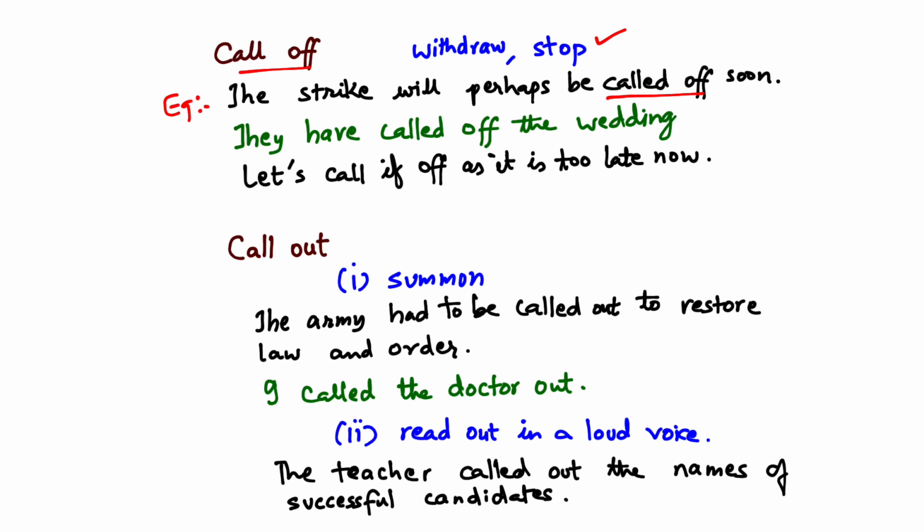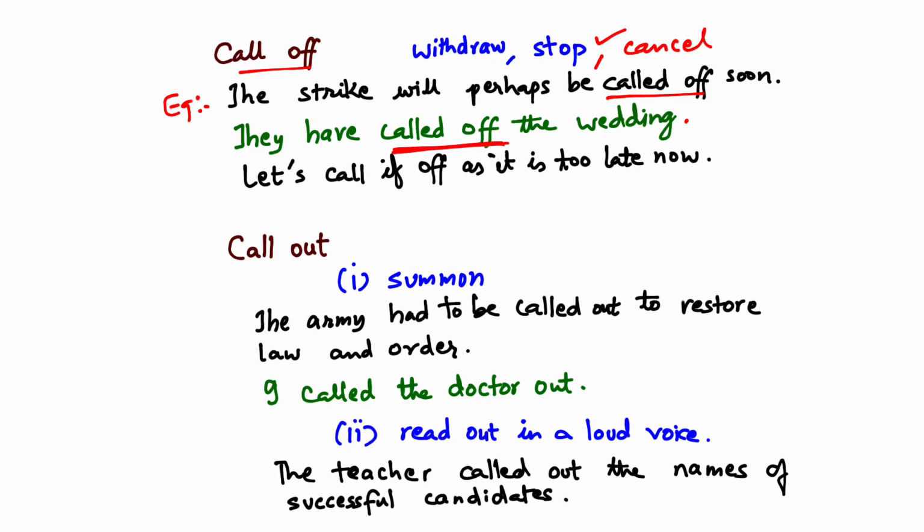So either we can use withdraw or we can use call off. The next example is, they have called off the wedding. It means they have withdrawn or they have stopped or they have cancelled the wedding. One more meaning can be cancel.